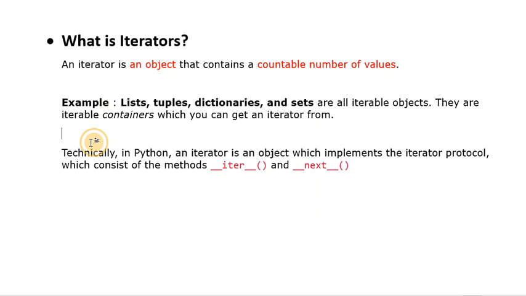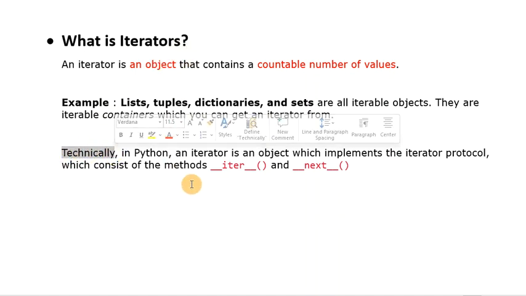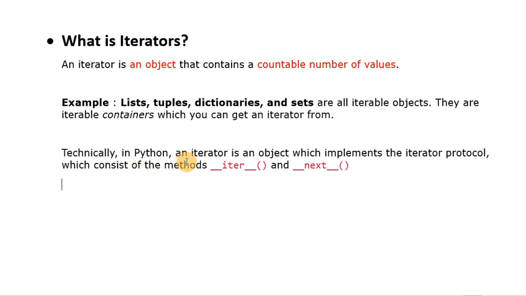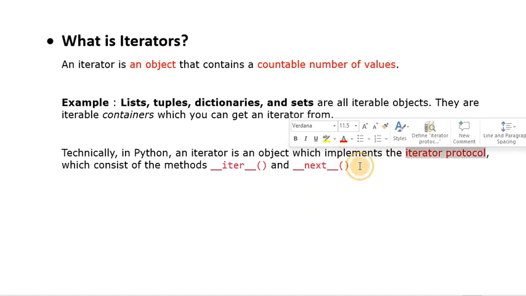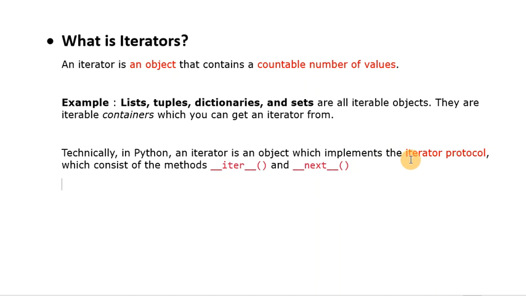Now let's talk technically about how iterators are defined inside Python. Technically, in Python an iterator is an object. Again, it is an object, as we have already understood, which implements the iterator protocol. There are two iterator protocol methods, guys. You have to make a note of this. So what are these iterator protocols?